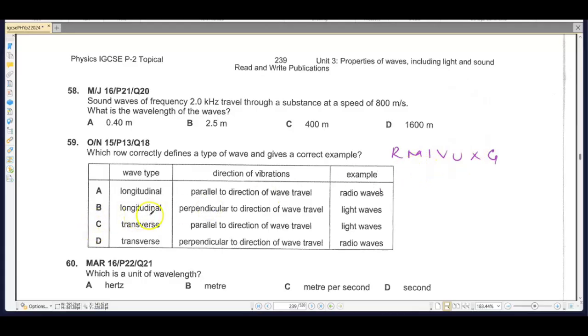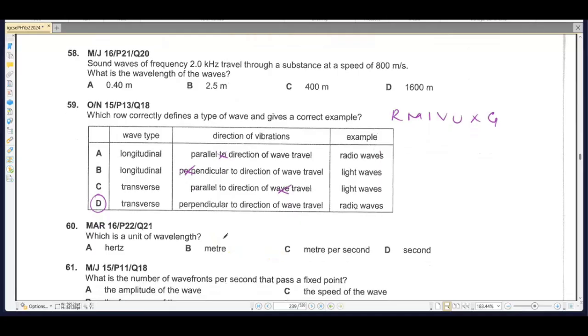Okay. Option B is longitudinal. Direction of the vibration is perpendicular. No, this is not correct because the direction of vibration in longitudinal waves is parallel. Okay, C is transverse waves, parallel to the direction of the wave travel. No, this is not correct. In transverse waves, the direction of vibration is perpendicular to the direction of the wave. So D is our correct option. Obviously, radio wave is an example of a transverse wave. The direction of vibration of a transverse wave is perpendicular to the direction of the wave travel. So this is correct, basically.